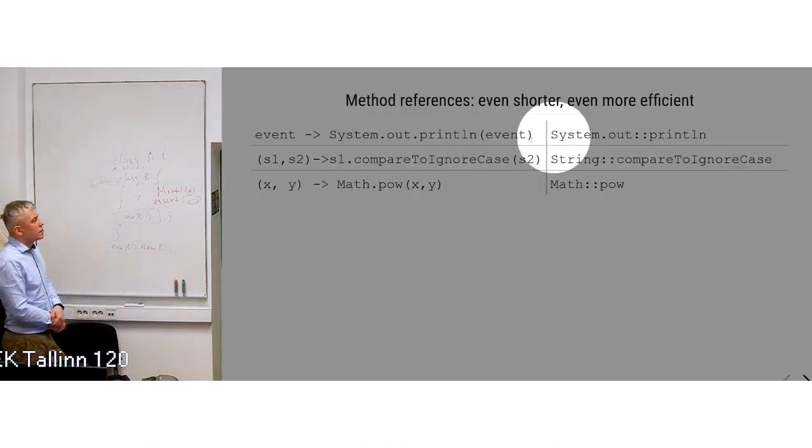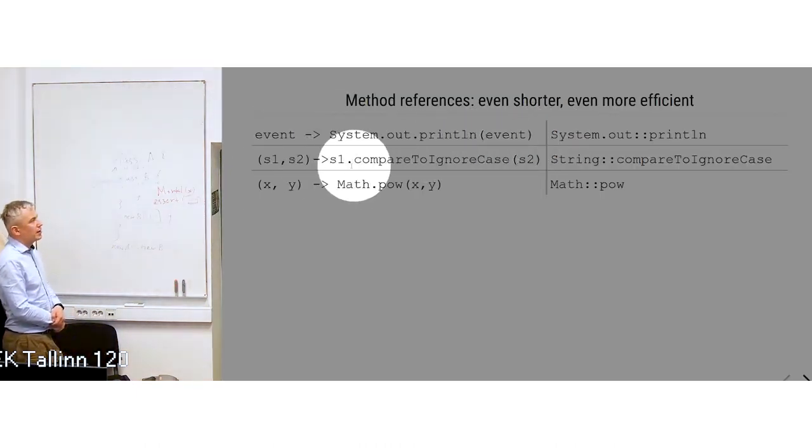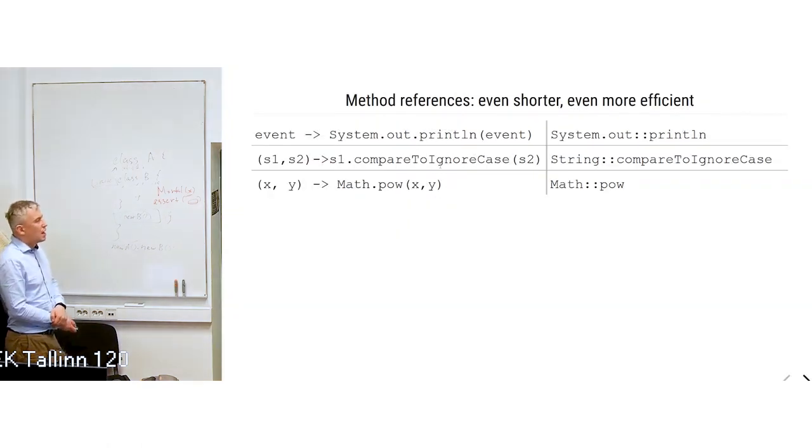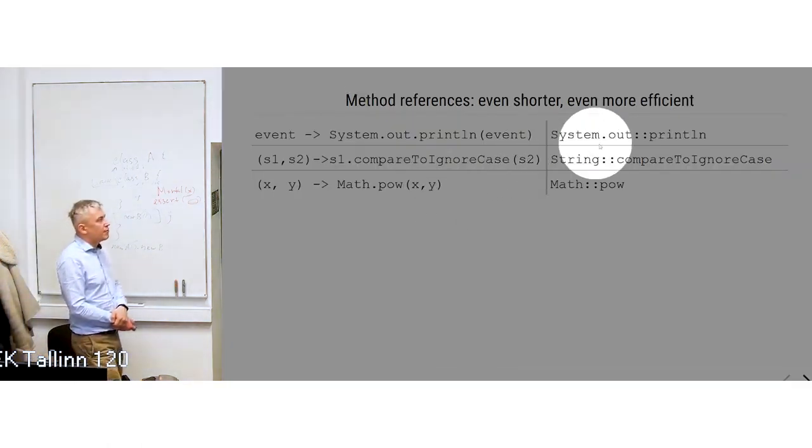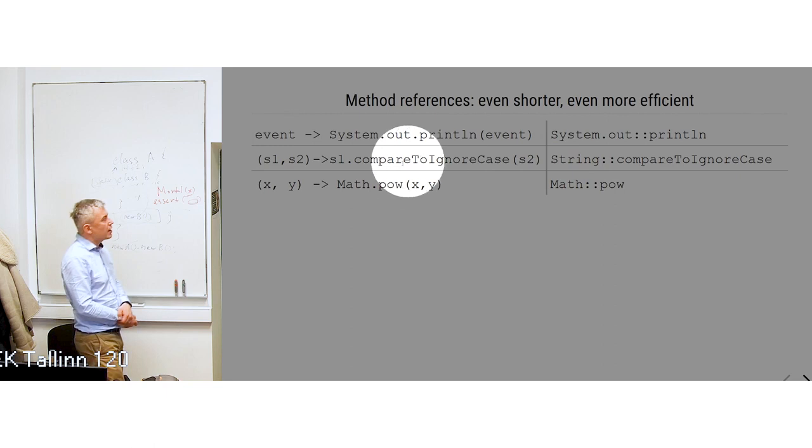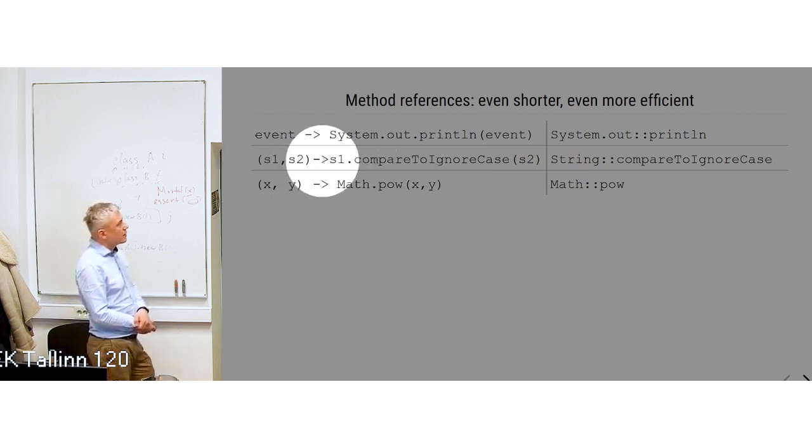In this one, we have two strings, and we want to compare them ignoring case. Here we have a method reference, but a slightly different one. Instead of an object, we have a class reference here, String, and see what we have. s1.compareToIgnoreCase is a method on class String. So the first one is the object itself. The second one is a parameter of this method.